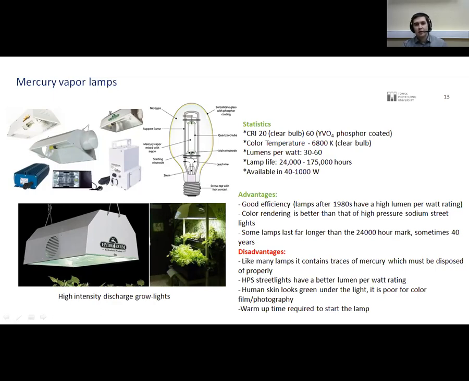This lamp starts with a small arc between the starting electrode and the main electrodes. If we speak about efficiency, this type of lamp is more efficient than incandescent, with luminous efficacies of between 35 and 65 lumens per watt. Their lifetime is about 20,000 hours, with a high intensity and clear white light output.